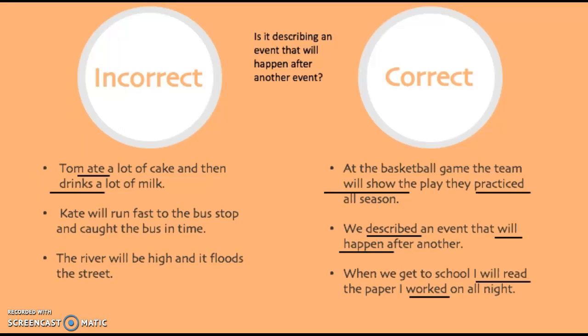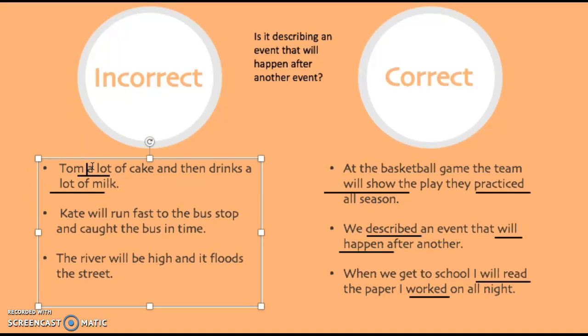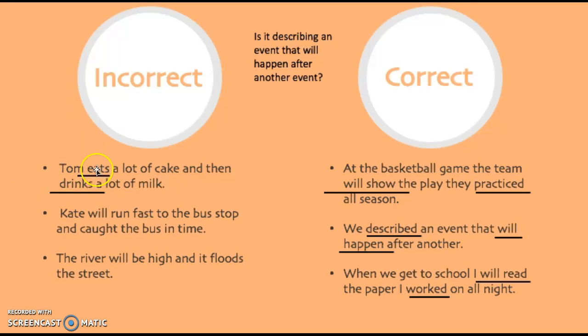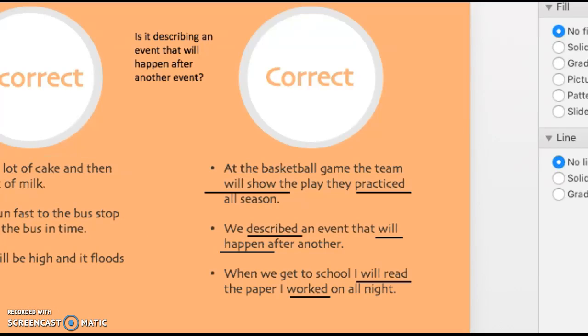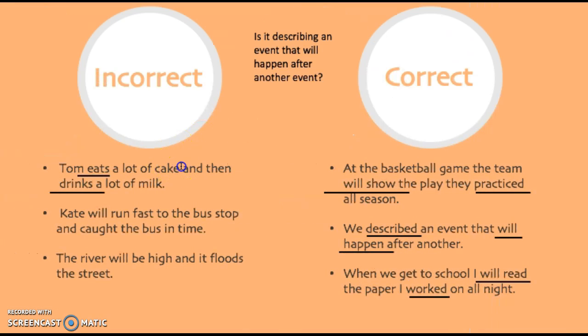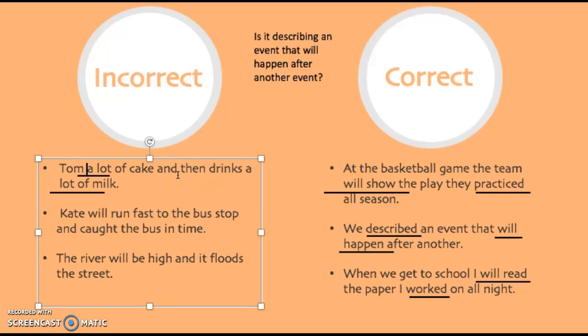So therefore, another way you could change it is: Tom eats a lot of cake and then drinks a lot of milk. Or, if you want to keep it in the past, you can say Tom ate a lot of cake and then, simple as that, drank a lot of milk.